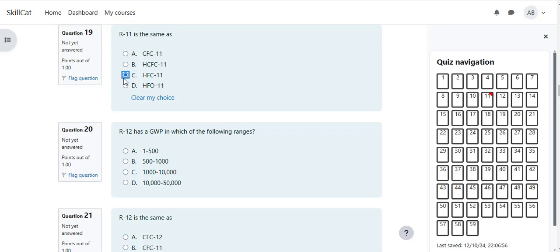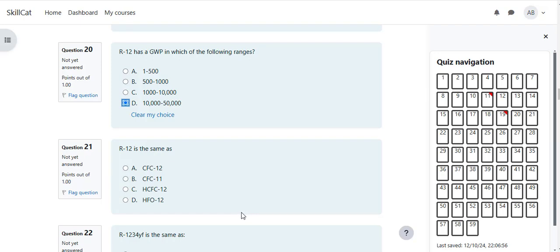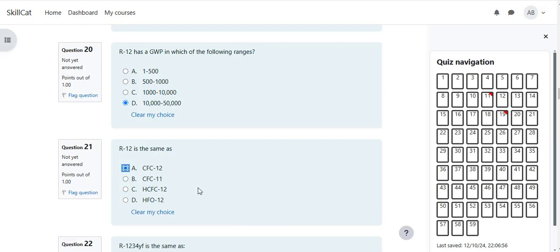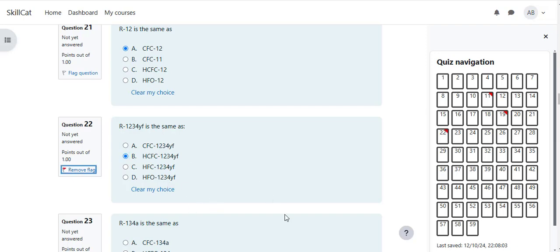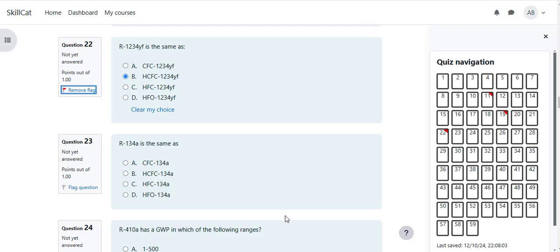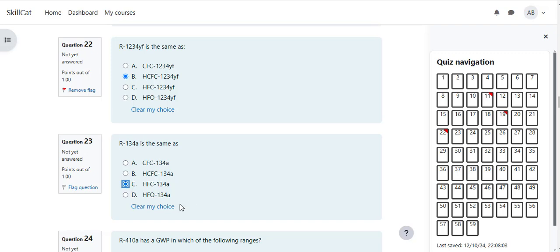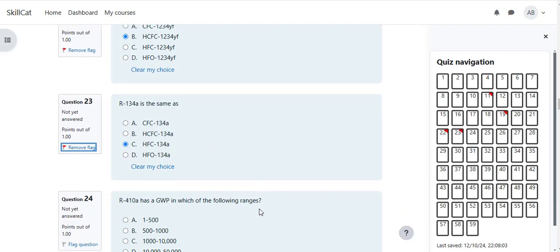HFC. I don't remember this one. R12 has a GWP in which of the following ranges? This is very high. R12 is the same as CFC 12. R123 is the same as HCFC. I don't remember this one either. R134 is the same as HFC 134. I don't remember this one either.